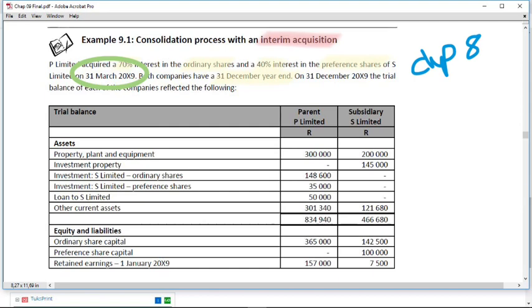On 31 December 29, the end of the current reporting period, the trial balances reflected the following. So I'm going to do the consolidation of this group for the year ended 29, which is also the year of acquisition. There you can see the two investments by the parent, the ordinary share capital and preference share capital of the subsidiary. And please note the retained earnings provided in this trial balance is now on 1 January 29. That is no longer acquisition date. That is now the start of the reporting period, but not acquisition date. Your acquisition date is 31 March 29.